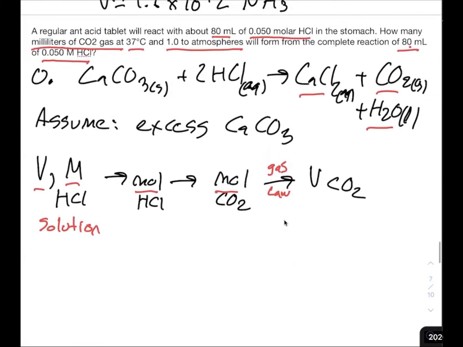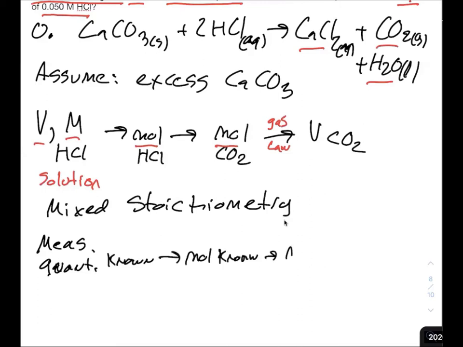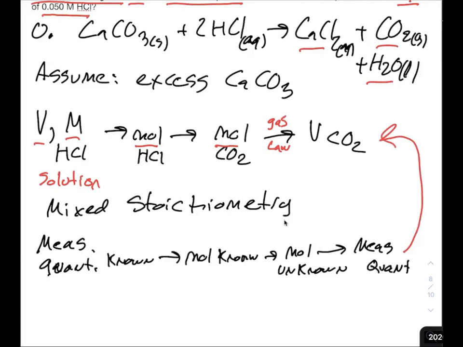Every time you do mixed stoichiometry, just consider that for each step, no matter what information is given, you could be given grams, or a concentration of a solution, or gas information. Whatever you're given, you're going to go from a measurable quantity of your known to moles of your known to moles of the unknown, and then to another measurable quantity. That was the setup before it got erased. This is the general case, and this is the specific case up here.